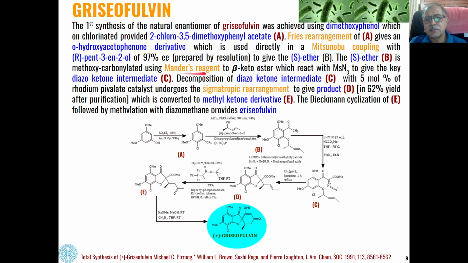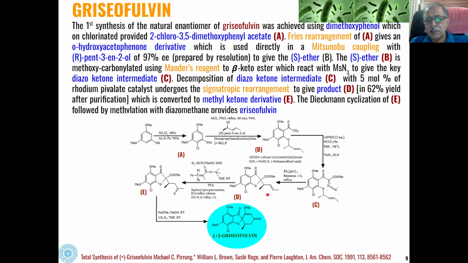So this ether then undergoes reaction in presence of Mander's reagent to get converted into beta ketoester, which reacts with mesyl azide to give us this type of diazoketone intermediate. And this diazoketone intermediate undergoes decomposition in presence of 5 mole percent of rhodium pivalate catalyst, and this undergoes sigmatropic rearrangement to give us this type of product through cyclization and elimination of this diazonium salt.